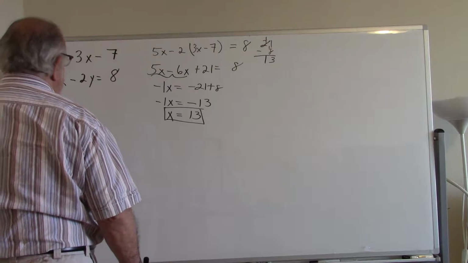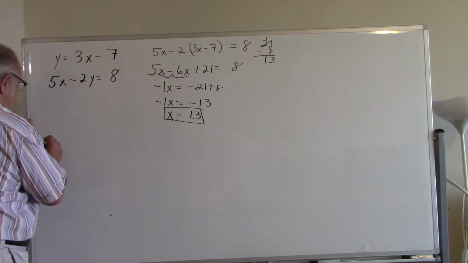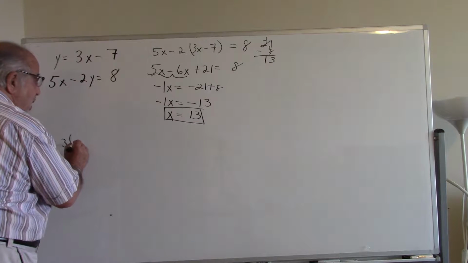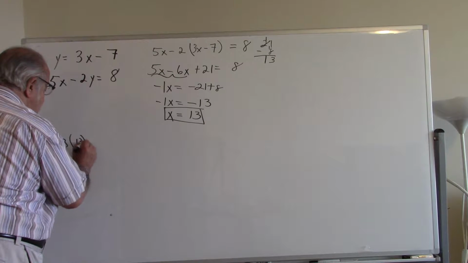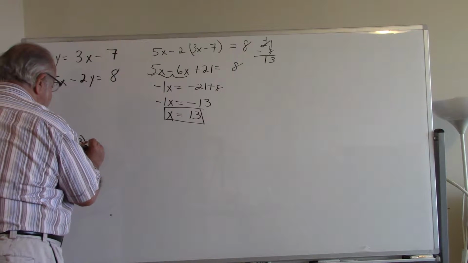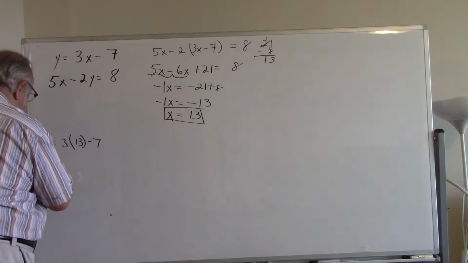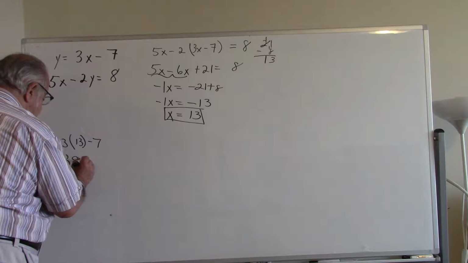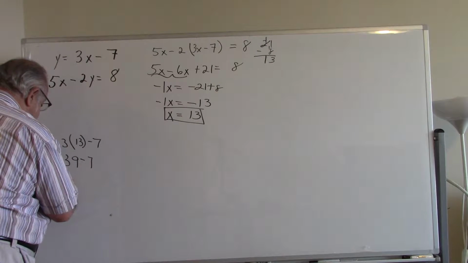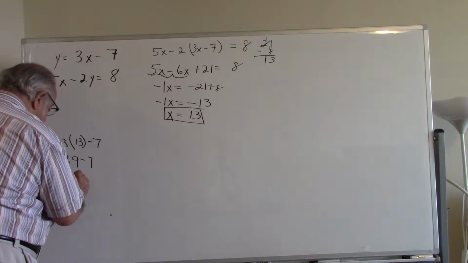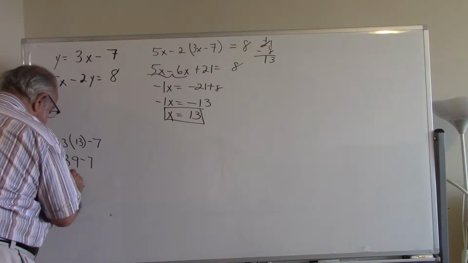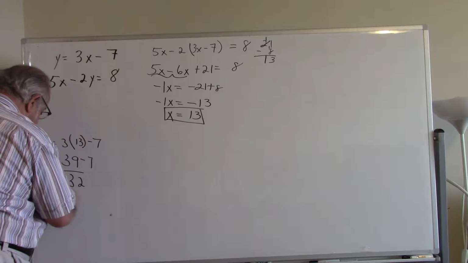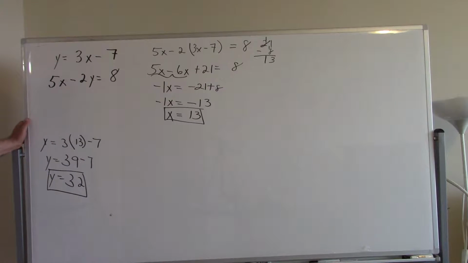So, what is y equal to? Let's just substitute. y equals 3 times 13 minus 7. 39 minus 7. y equals 32. And there's our solution to that problem.